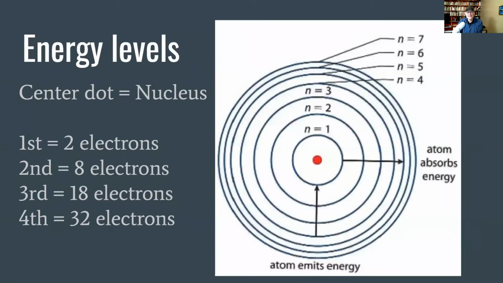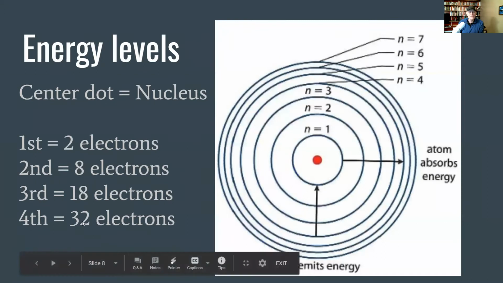So if we're looking at the energy levels, you'll notice that the first, second, third, and fourth energy levels don't all hold the same number of electrons. It's constantly increasing. First energy level holds 2, second holds 8, third energy level can hold 18, fourth energy level can hold 32 electrons. Why would that be?